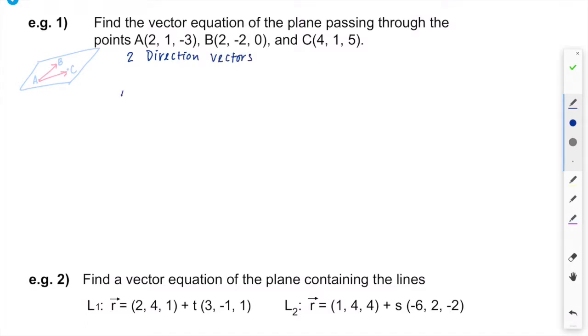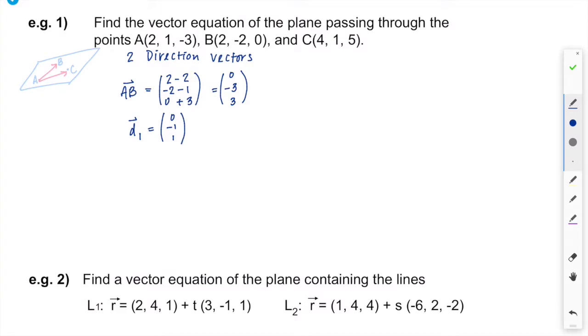So let's start by finding what AB is. Using B minus A, I have 2 minus 2, negative 2 minus 1, 0 plus 3, which is 0, negative 3, and 3. Okay, this can be simplified into a directional vector of 0, negative 1, and 1. You could use 0, negative 3, 3 as is, but it's just more simple if you reduce it to 0, negative 1, and 1.